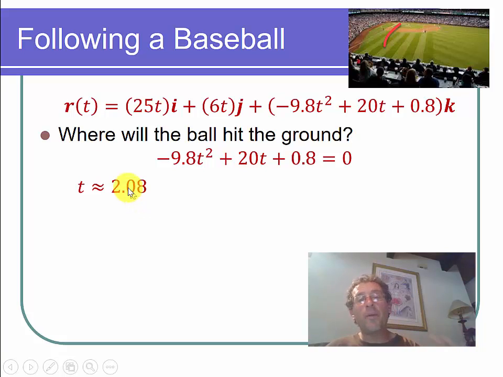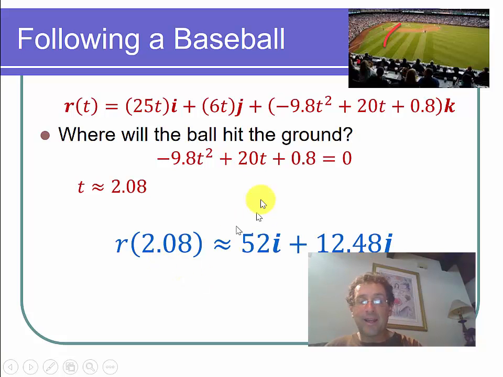So the question is, where will the ball hit the ground? So what we do now is we plug in 2.08 for t for each of these. And again, I use my calculator. If I plug in 25 times 2.08, I got 52. If I plug in 6 times 2.08, I got 12.48. And we know that if you plug in 2.08 for the k component, you get approximately 0. So what we can say is that this baseball will be at the position vector 52i plus 12.48j when the ball hits the ground.